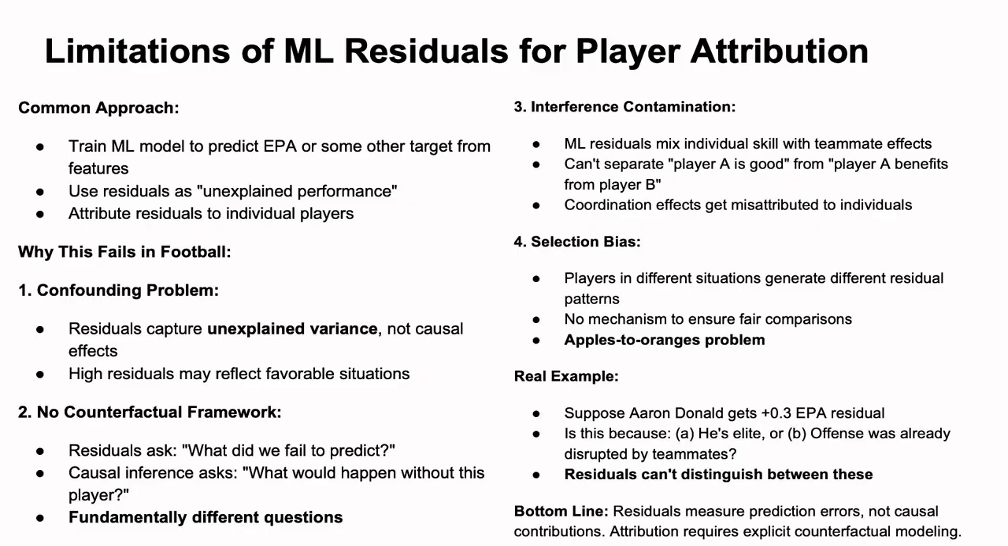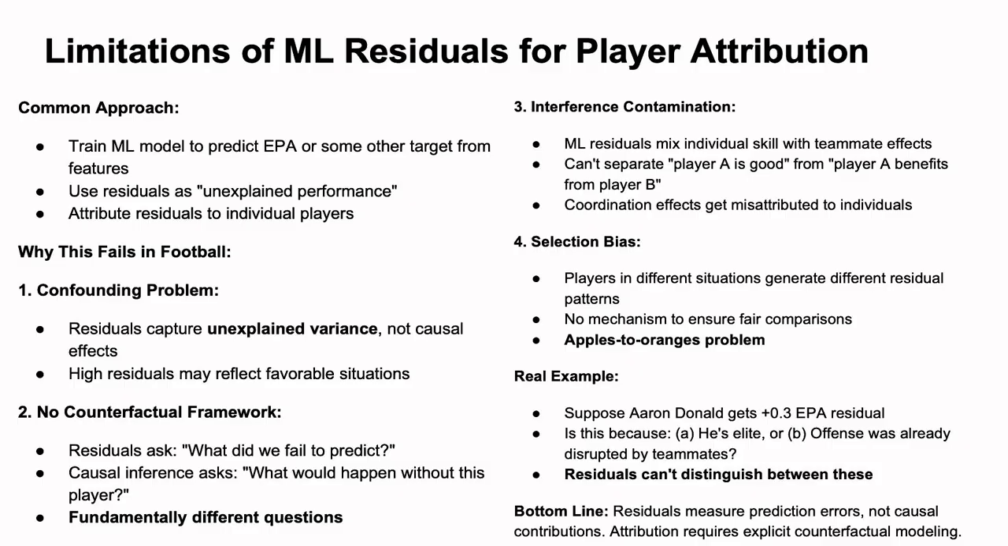Lastly, machine learning residuals can conflate individual skill with teammate effects, right? So it's hard to say, is player A good, or did player A benefit from player B? There's also coordination effects, which can be misattributed to individual players. There's also selection bias, so players in different situations generate different residual patterns. There's no mechanism to ensure fair comparisons, and it sort of creates apples to oranges comparisons.